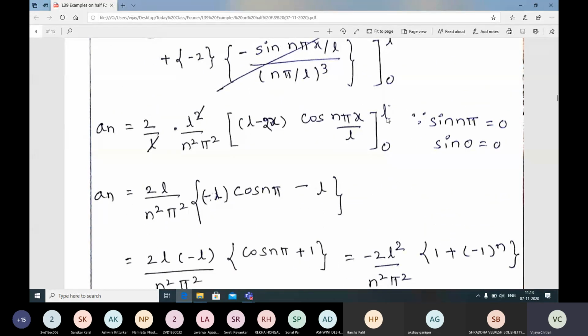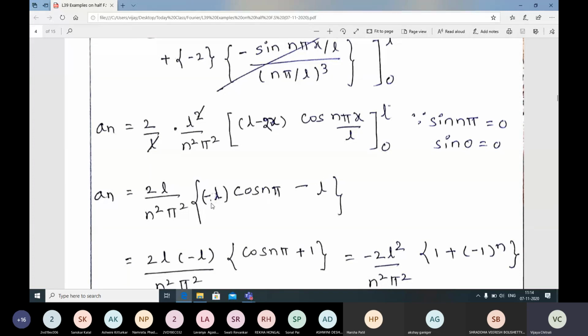Now substitute always the upper limit in place of x, L. So L gets canceled, cos n pi, and in L minus 2x, in place of x as L, L minus 2L is minus L. So the upper limit is minus L cos n pi, and for the lower limit, in place of x is 0, L minus 0 is L, and cos 0 is 1. So L into 1 is L. So the upper limit is minus L cos n pi and the lower limit is minus L, and here the L gets canceled with this 2L divided by n square pi square, minus L cos n pi minus L.